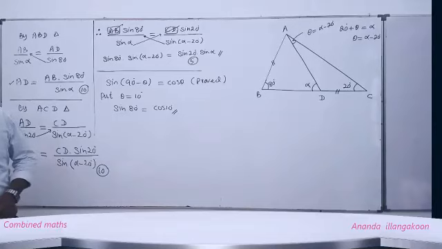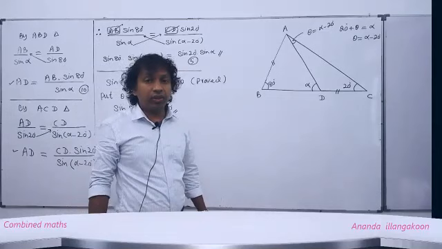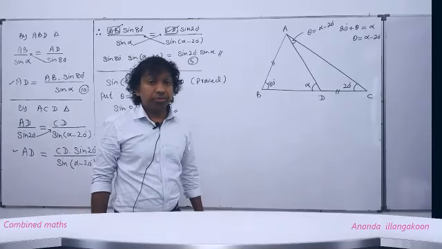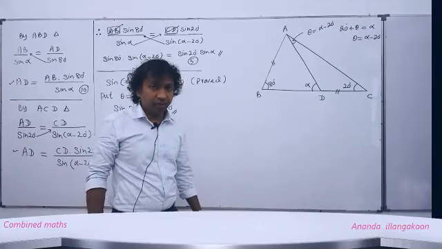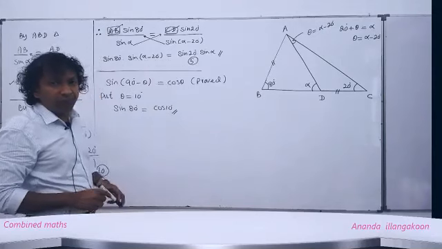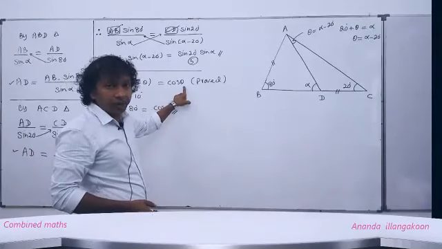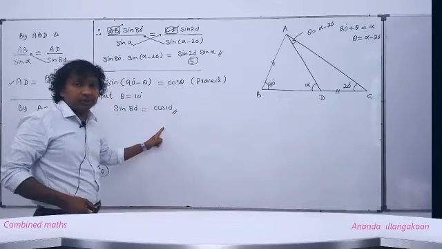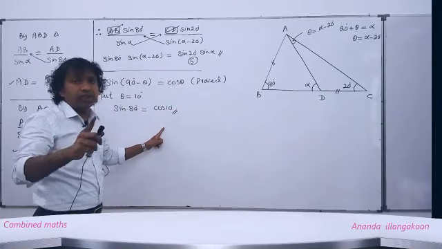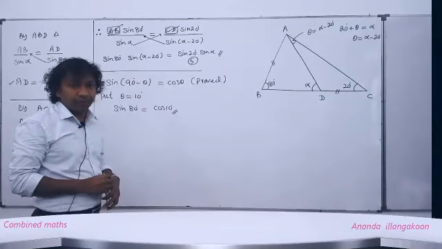Explain why sine 80 is equal to cos 10. A question is asking if we prove it in another way. Correct. But we have to give the reason. Explain why. In this case, we have given the reason because we have proved this. If you go to another method to show this answer, there you have to clearly explain the reason. Clearly explain the reason. Okay? Right.